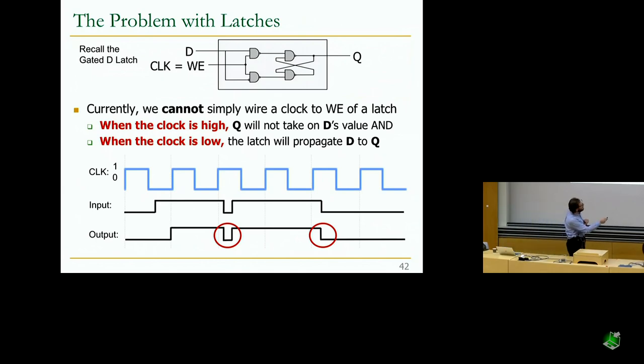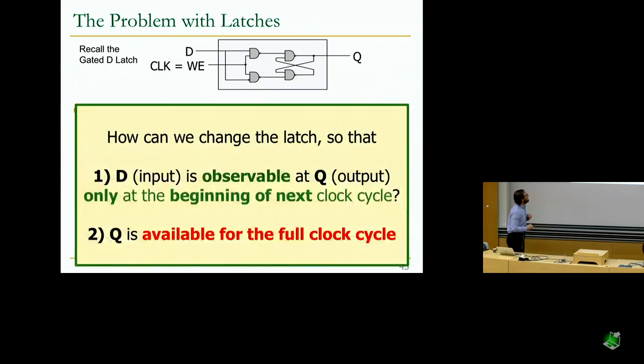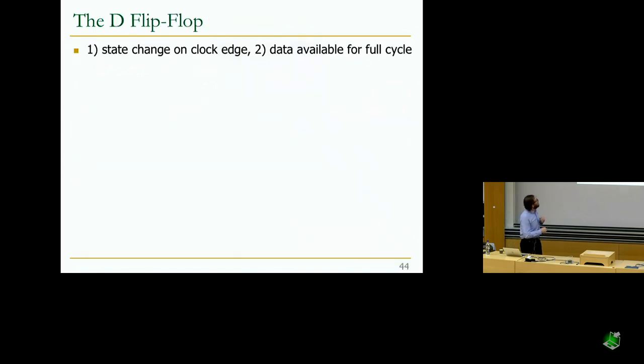Okay. Yeah, this is another example, actually. The input goes down over here in the middle of a clock cycle, and the input immediately gets reflected in the output, which is not what we want, because we want the state to change only at the beginning of the clock cycle. So we're going to construct that. Basically, how can we fix the latch so that this D is observable at the output only at the beginning of the next clock cycle, also called the rising edge of the clock, and Q is available for the entire clock cycle, so that we can operate on it in the combinational logic and determine the next state? Right. Okay, so this is exactly what we want. State change on clock edge and data available for full cycle.